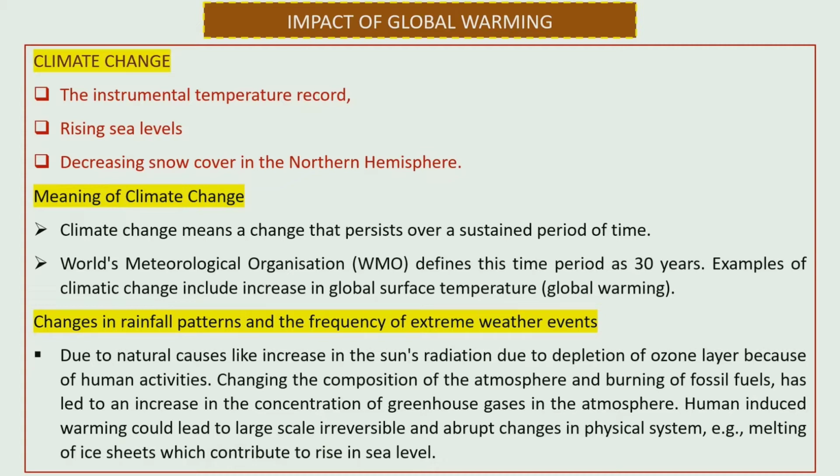Human induced warming could lead to large scale, irreversible and abrupt changes in physical systems. There are some human activities that are irreversible, they cannot be changed, and it would take a lot of time to balance the ecological system. They will bring abrupt changes in physical systems and melting of ice sheets, which contributes to the rise in sea level. Melting of ice sheets is happening a lot because of the increasing temperature.